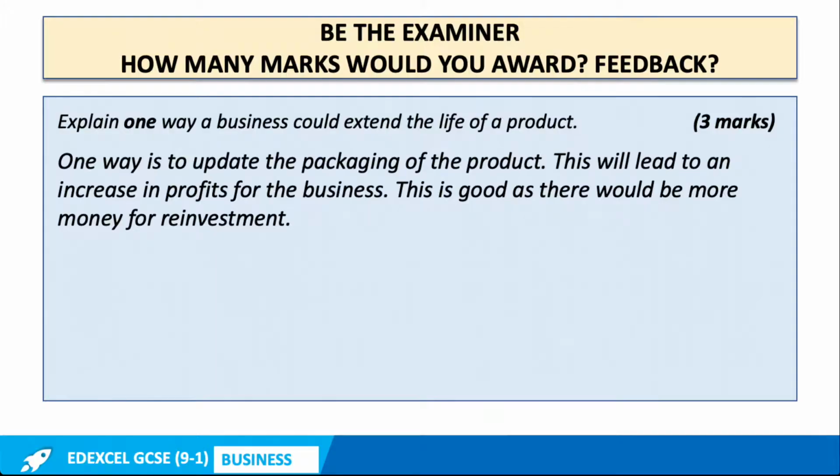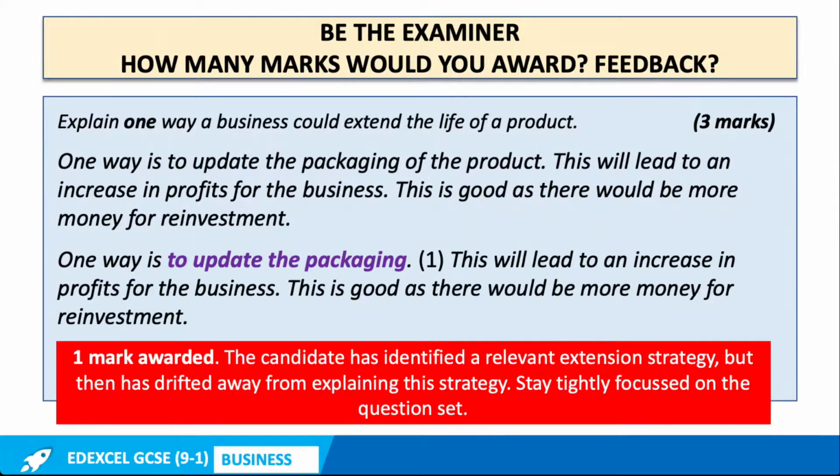So some answers coming through. We've got two marks at the moment. Maybe people are still having a think about it. Let's have a look at the examiner commentary. One way is to update the packaging. That is an extension strategy, so that is meeting the demands of the question. That would gain one mark. However, the product life cycle is about sales over time, not about profits. So therefore, this has drifted away from the question.